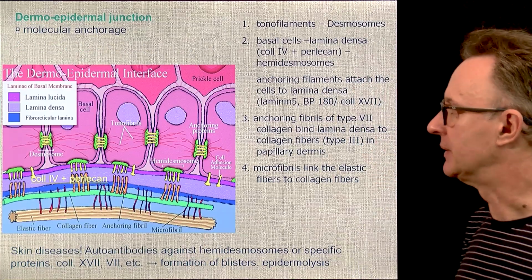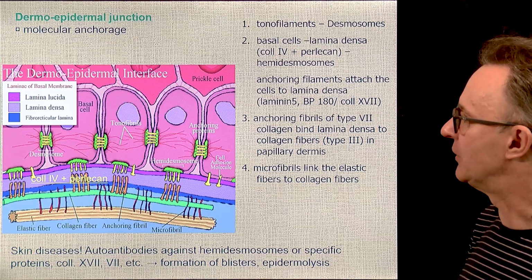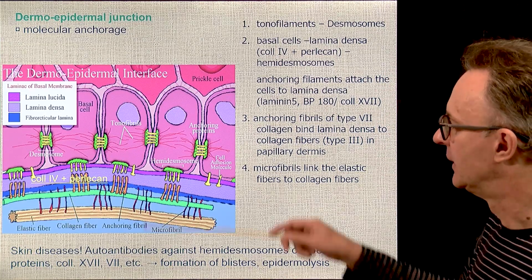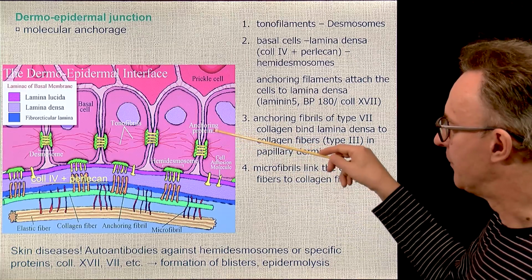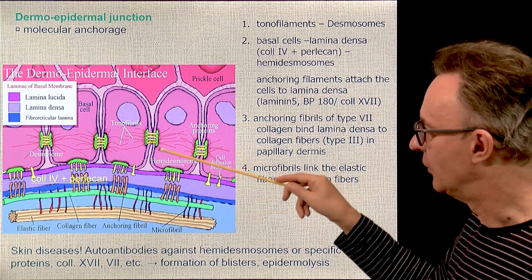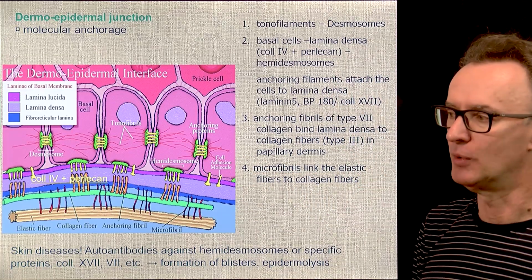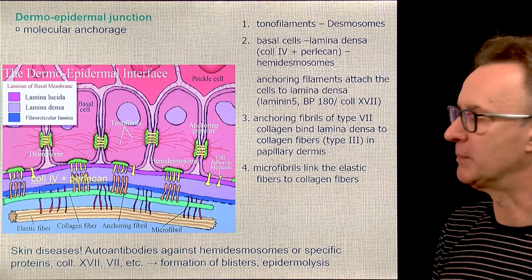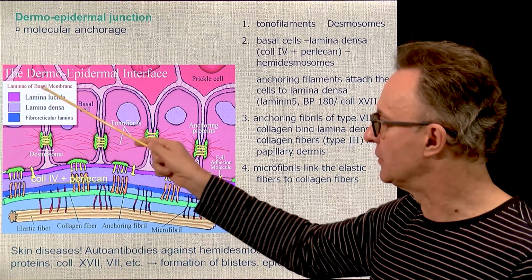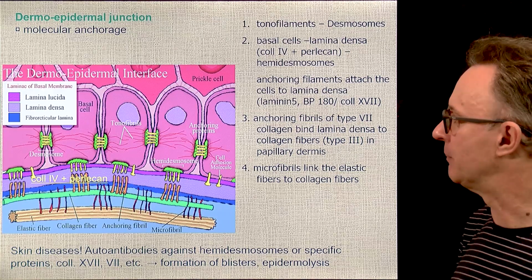This is a very important topic, the important molecular anchorage between the epidermis and the dermis. So this shows the basal layer and then the underlying connective tissue, where we have the junction between epithelium and connective tissue. Usually we have basement membrane. And this is what you see here first, the major layers of the basement membrane.